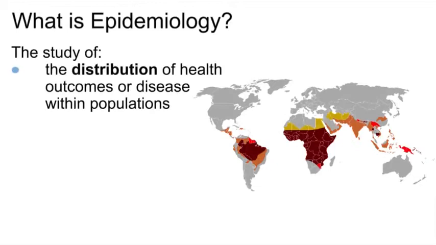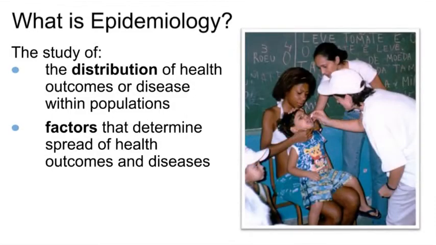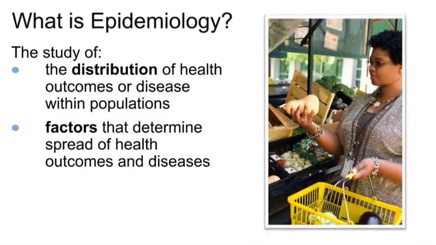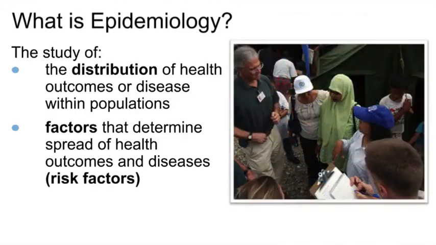Epidemiology is the study of the distribution of health outcomes or disease within populations and the factors that determine the spread of health outcomes and diseases. These factors that determine whether someone gets a certain health outcome or disease are called risk factors. Epidemiologists focus their attention at the population level rather than the individual level.